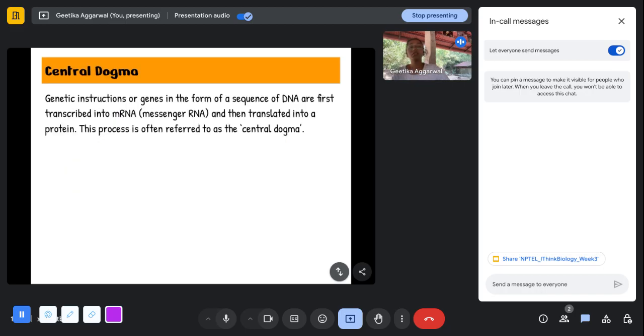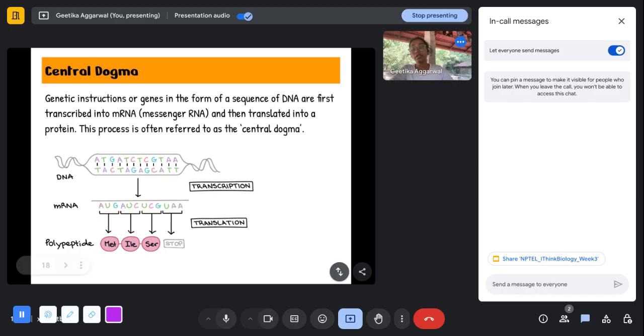Coming to an important concept that was discussed during this week, which is the central dogma. Central dogma talks about how the genetic instructions, or the genes that are present in the form of the DNA sequence, are transcribed into mRNA, and then translated into a protein. So this process is referred to as central dogma, and you can look here. From the DNA comes the mRNA, which is also called the messenger RNA, by the process called transcription. And then by translation, the mRNA is converted into the peptide chain, or the polypeptide, or the protein.